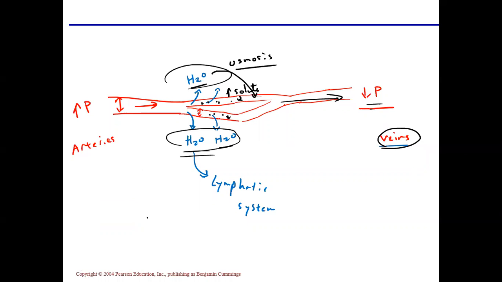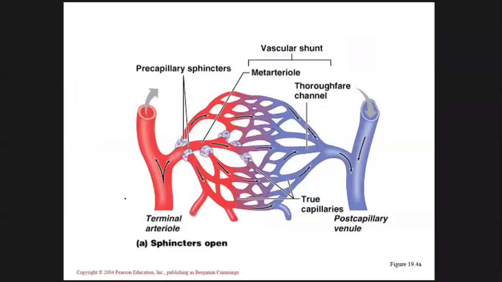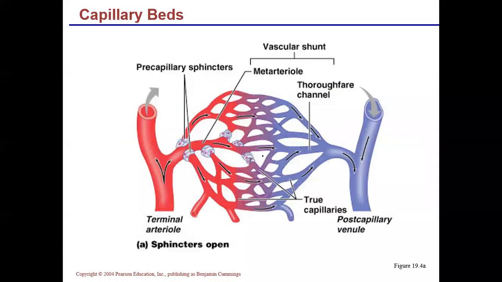Going over how we can control the blood flow in the capillaries. Interestingly enough, at the junction of these capillaries, there is a precapillary sphincter. Think about it as valves that can automatically open and close.